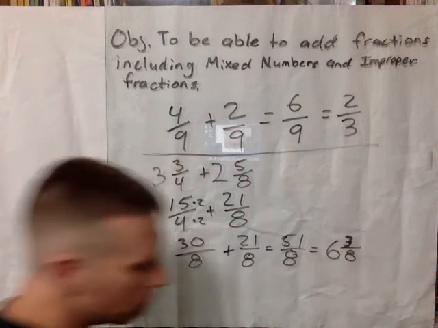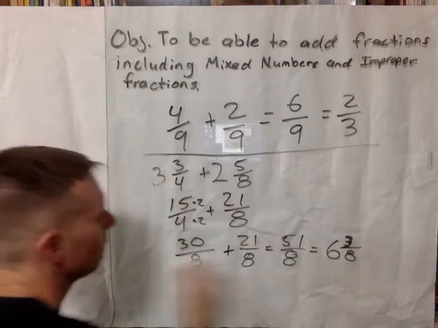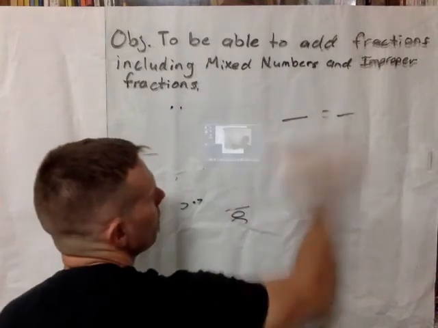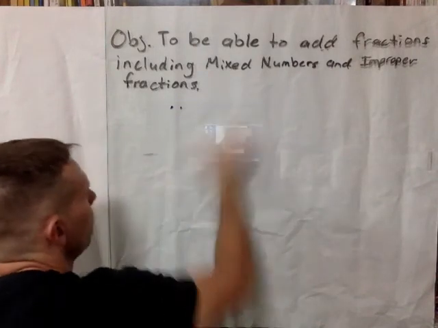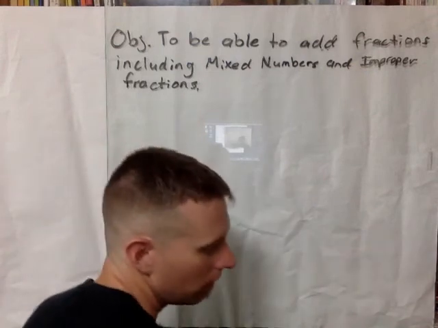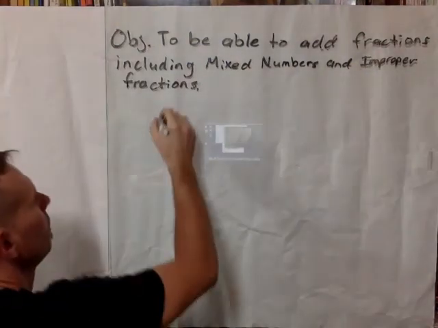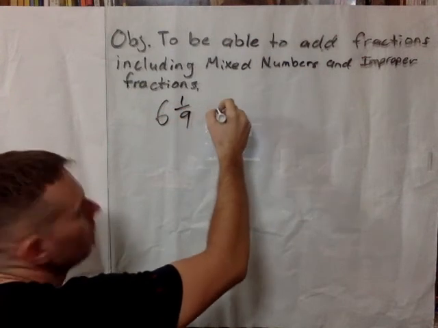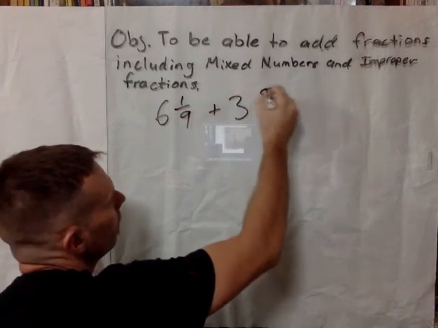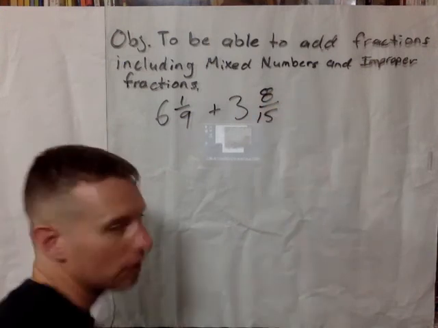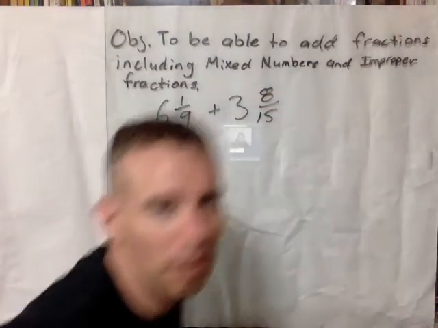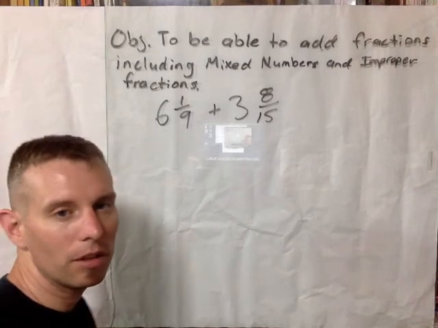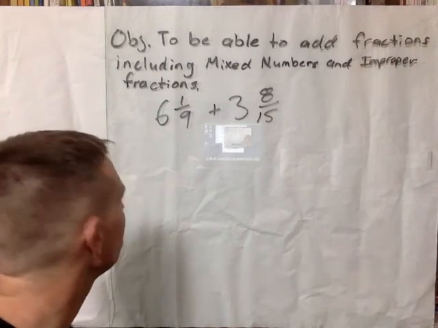Okay, all right, let's do one last one, maybe a little bit trickier one. Okay, let's say we have 6 and 1/9 plus 3 and 8/15. Now we'll go through this rather fast, but you can pause it at any time if you want to think about what the next step would be. That would probably be a good idea.